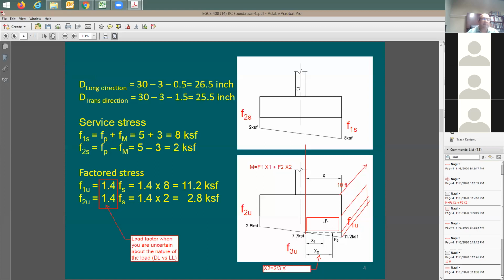Now, how can I get to ultimate level? Start from the service level, multiply it by a factor of 1.4. So, okay. Now I have the stress, and one side is going to be 11.2, and the other side is going to be 2.8. This is going to be my critical section for moment. It's going to be right at the face of the column.